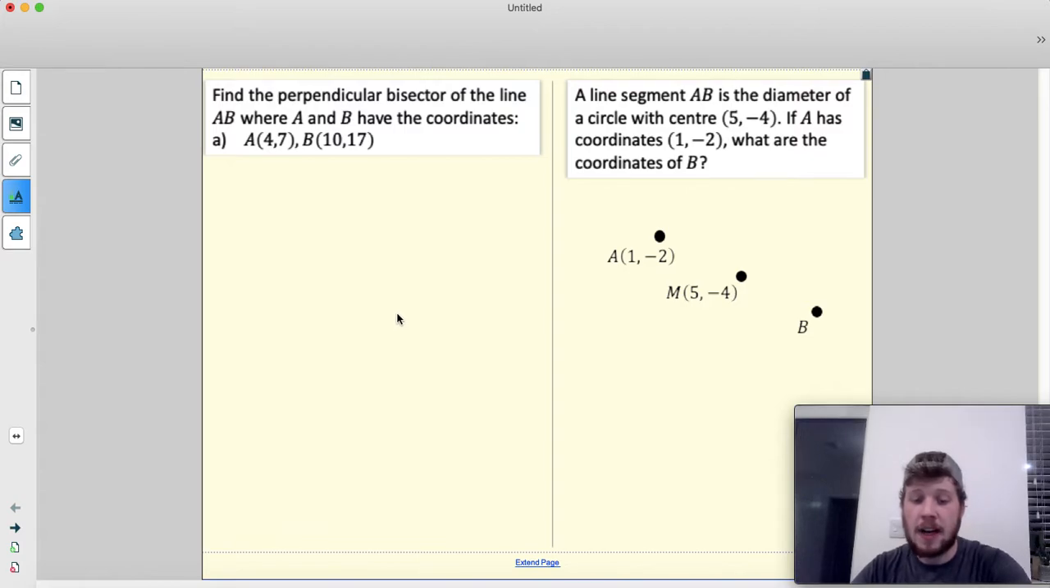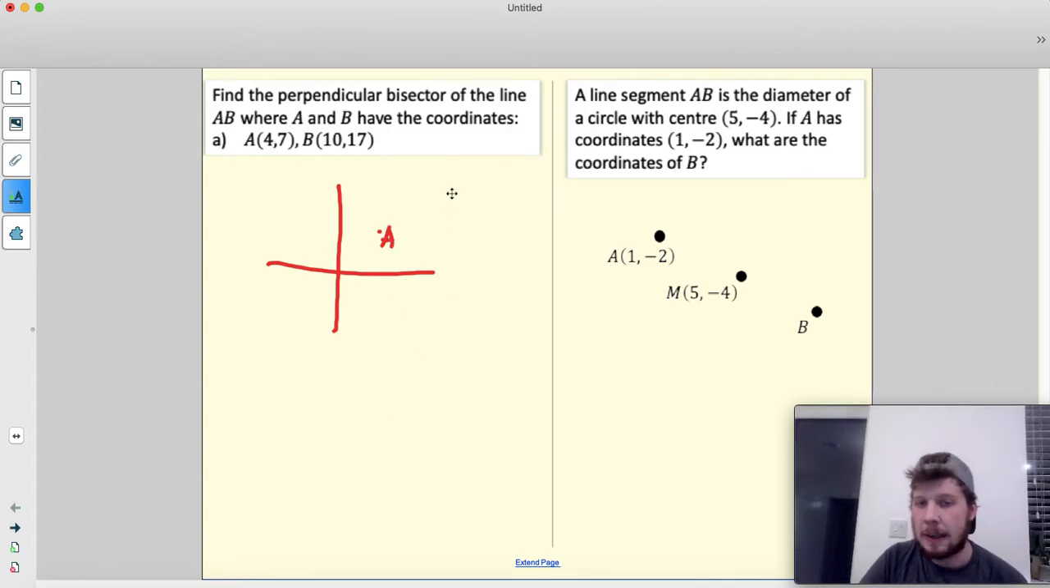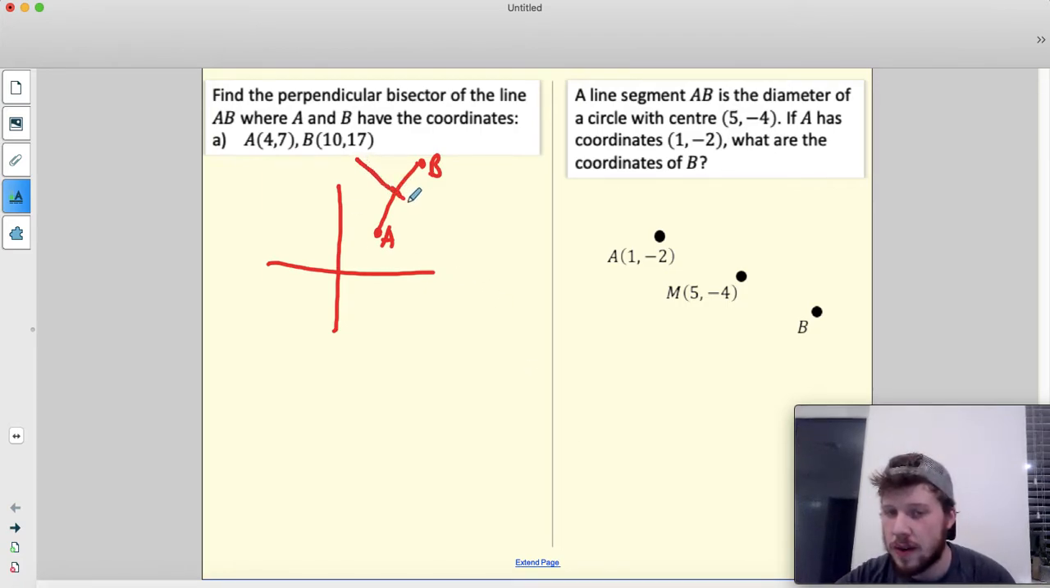The first one would be: find the perpendicular bisector of the line AB, where A is 4, 7, so let's imagine I've got my Cartesian plane and I've got point A here, and B is given as 10, 17, so it would be over here somewhere. In order to have a perpendicular bisector, I first need to understand what those two words mean. A and B could be joined by a segment, and a bisector splits it into two, so I would need to go through the midpoint, and perpendicular means that when they cross, they form a 90-degree angle.